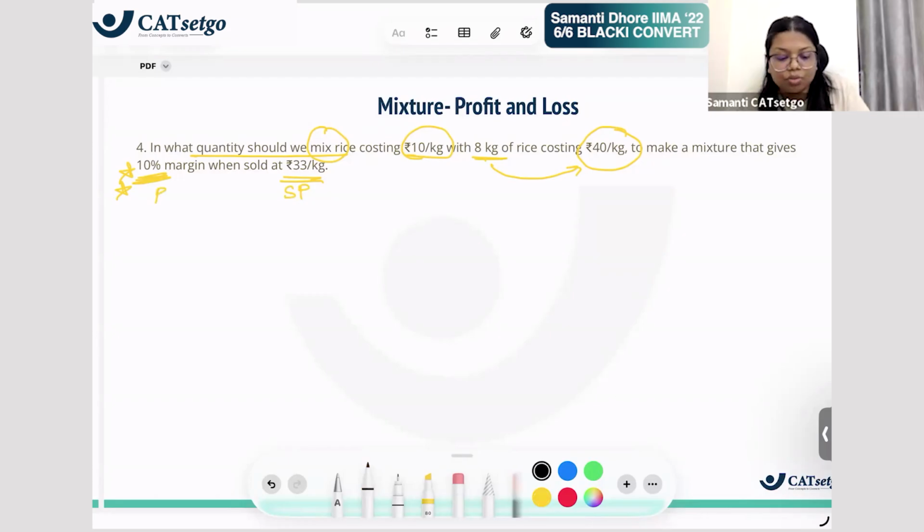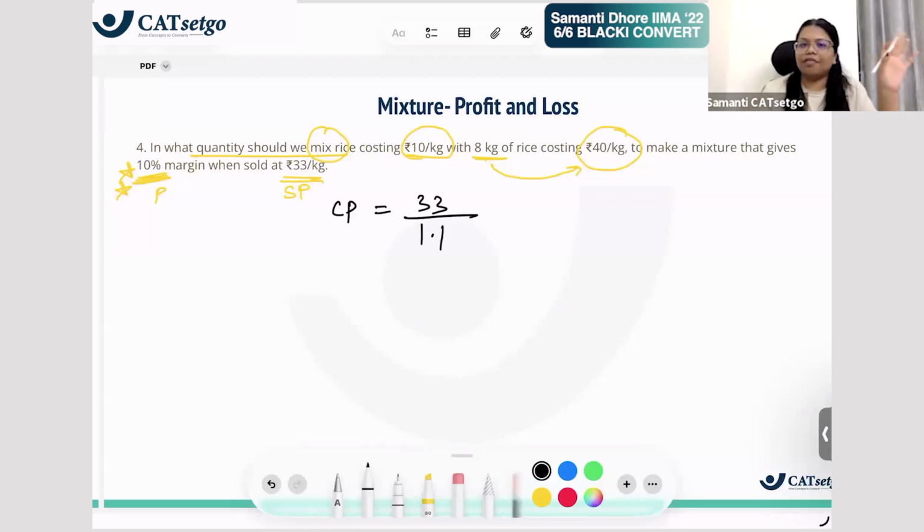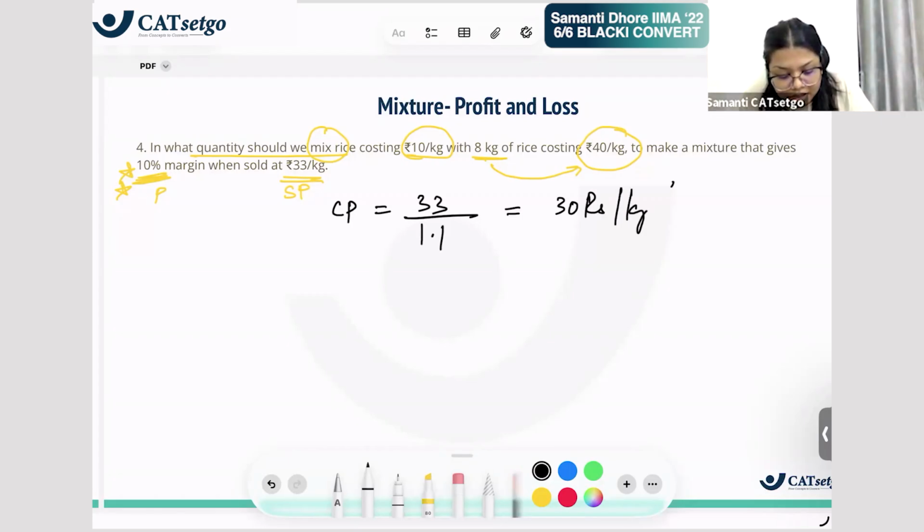So in this case, you should know what is the cost price. Cost price is selling price divided by 1 plus profit percent, right? This we have already learned in profit and loss. No need of revision here. If it is 10% profit, what is the profit component? 1 plus 10% is 1.1, right? So cost price is selling price upon this, which is 30 rupees per kg.